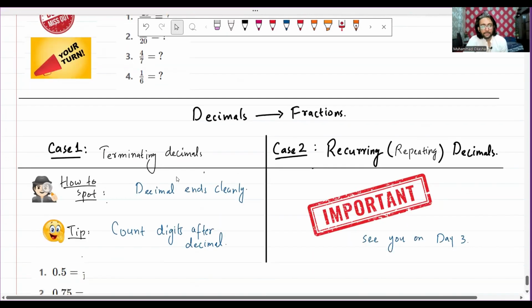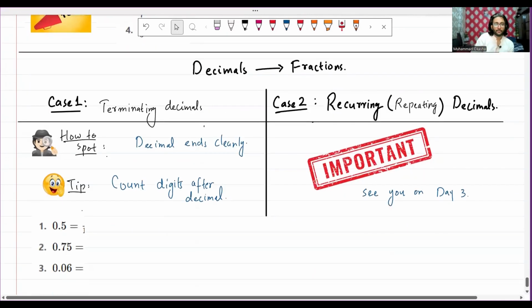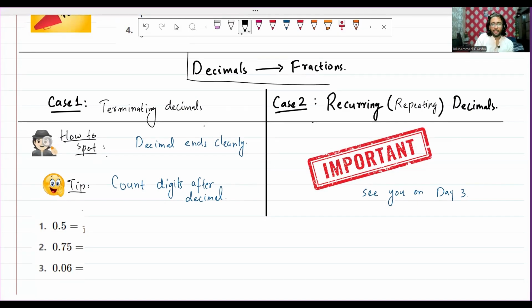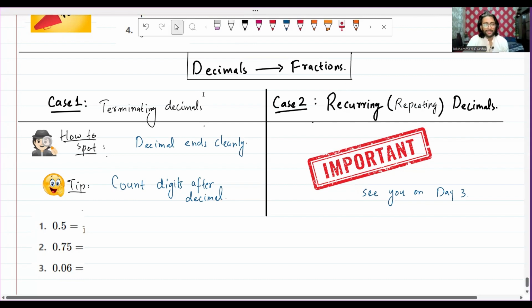Okay, next, how to convert from decimals to fractions. This is the key here. It's just one topic. Case 2, this is very, very important. This comes in Cambridge as a separate topic itself, so this is why I am not doing it fully here. We'll do this on day 3.